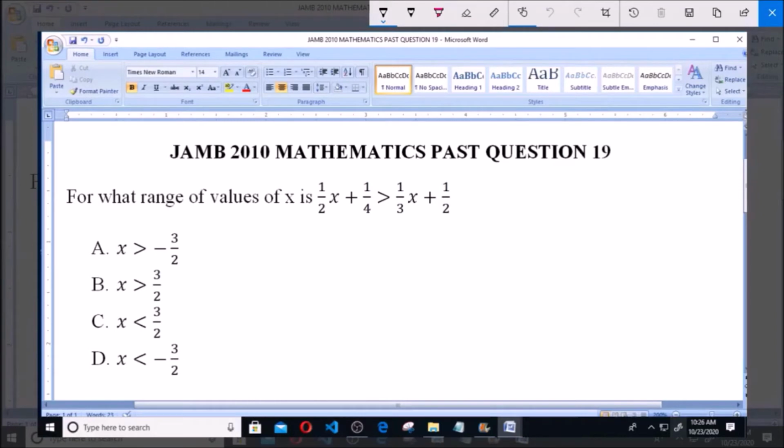I will be answering JAMB 2010 Mathematics Past Question 19. For what range of values of x is 1 over 2x plus 1 over 4 greater than 1 over 3x plus 1 over 2? Now this question is coined from inequality. The options given are: A, x is greater than minus 3 over 2; B, x is greater than 3 over 2; C, x is less than 3 over 2; and D, x is less than minus 3 over 2.